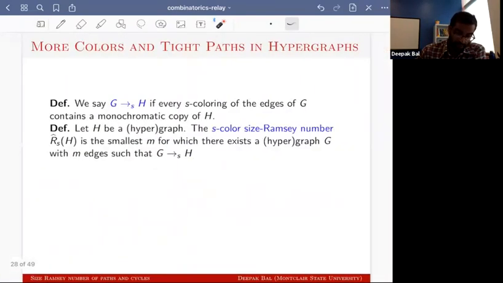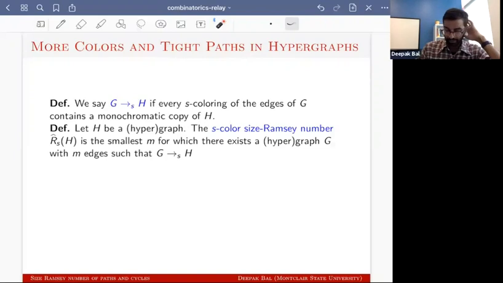Okay, so the next thing I want to talk about is what happens when there are more colors and what happens in hypergraphs. So we say that G s-arrows H if every s-coloring of the edges of G contains a monochromatic copy of H. And the s-color size Ramsey number is the smallest M for which there exists a graph G with M edges that s-arrows H. So now it's just the s-color version. And also we can define this for hypergraphs. I put that in there.